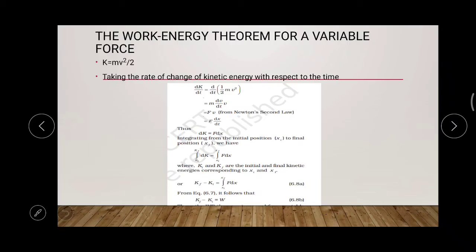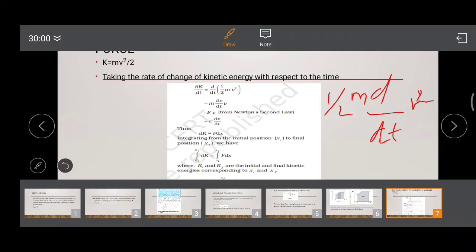So you know that K is equal to mv square by 2, or half mv square, is the kinetic energy. Okay. Now you have to take the rate of change of kinetic energy with respect to time. That is d by dt of half mv square, where half m is a constant, so you have to find half m times d by dt of v square. Actually, v is a function of time. Okay, but v is not directly time, but v is a function of time.